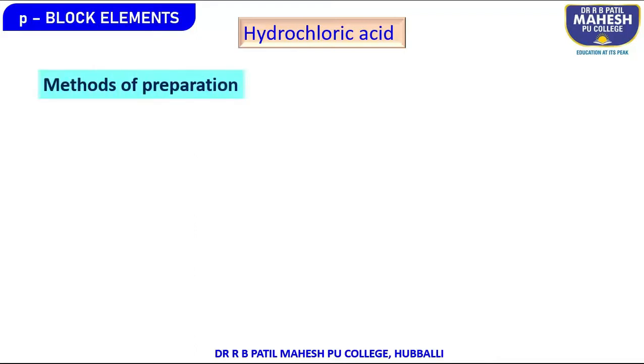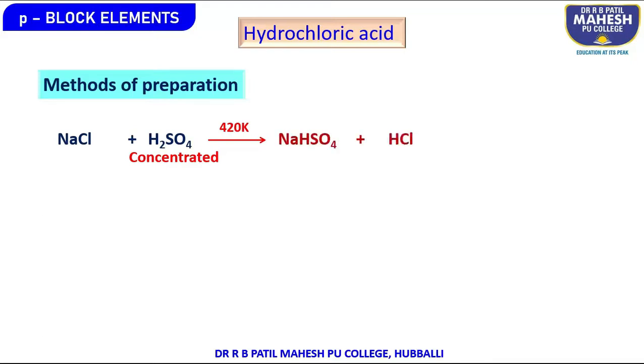Now let us see the first concept, that is methods of preparation of hydrochloric acid. The first one: it is prepared by reaction between sodium chloride with concentrated sulfuric acid at 420 Kelvin. So here we are going to get sodium hydrogen sulfate along with hydrochloric acid. This sodium hydrogen sulfate further reacts with sodium chloride at a very high temperature of 823 Kelvin to form sodium sulfate and hydrochloric acid as the product.